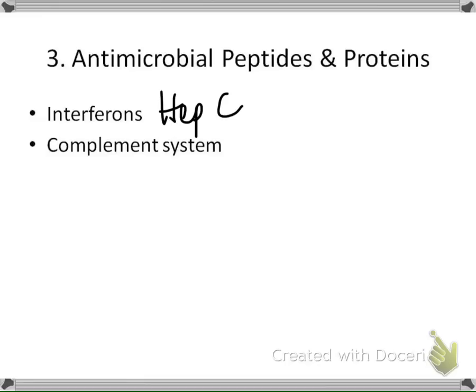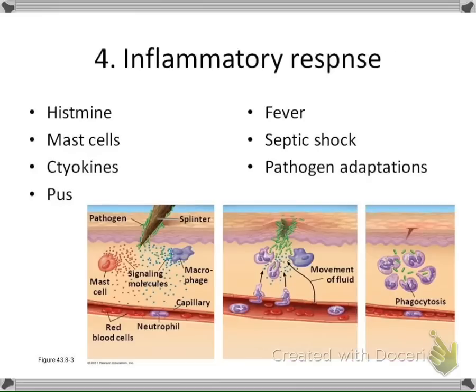The complement system consists of about 30 proteins in blood plasma that circulate in an active state and are activated by substances on the surfaces of many pathogens. There's a cascade of biological reactions that leads to the lysis of invading cells, and it also functions in the inflammatory response.